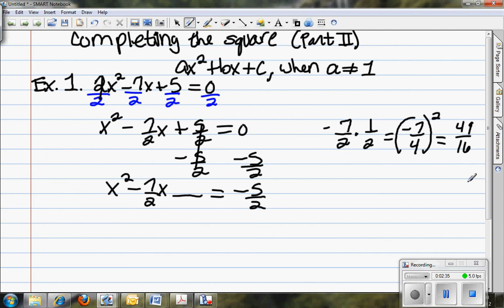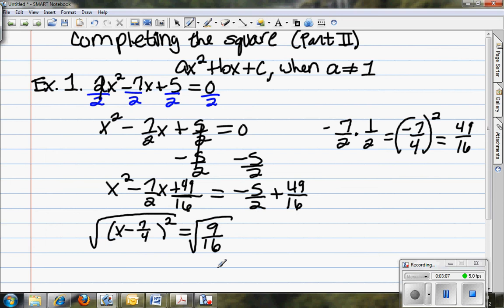Now, this is actually what we're going to add to both sides. So we have plus 49 over 16 to the left and plus 49 over 16 to the right. That means this is going to be a perfect square binomial now, and it's going to be x minus 7 fourths squared, and it's going to be equal to, if you compute this, you're going to end up with 9/16.